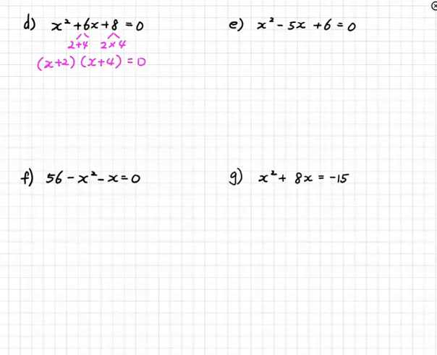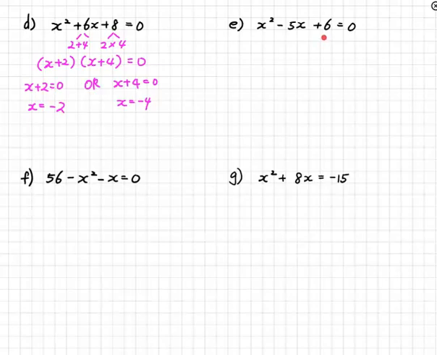Now you can see bracket times bracket equals 0, so we can use the null factor law. So therefore x plus 2 equals 0 or x plus 4 is 0. So therefore I have two solutions. The first one is negative 2 and the second one is negative 4. Now please pause the video and try the remaining questions and then come back and check the answer.